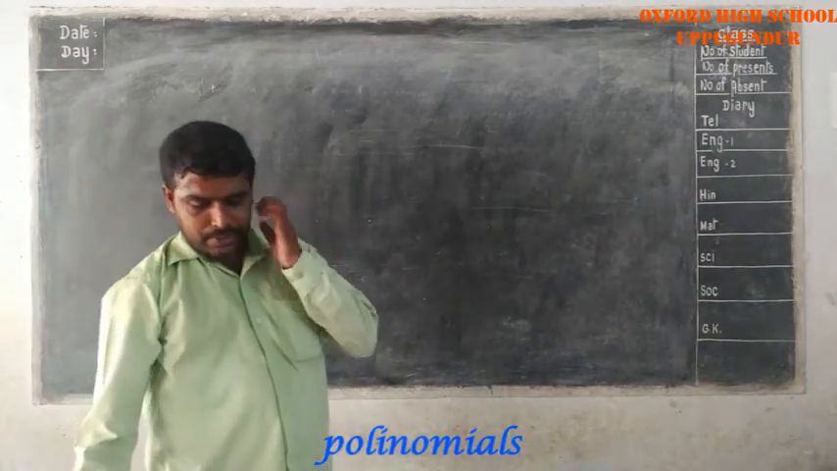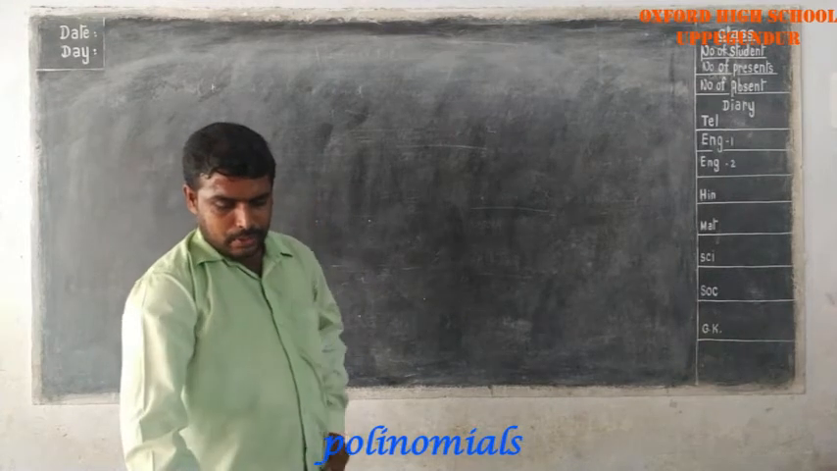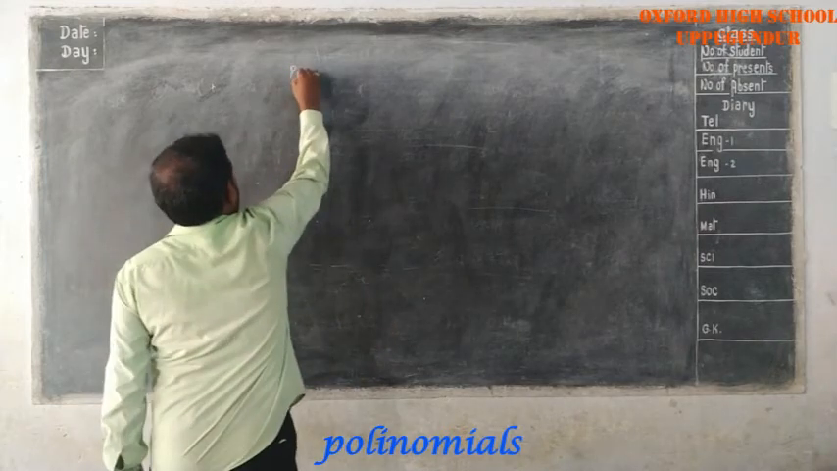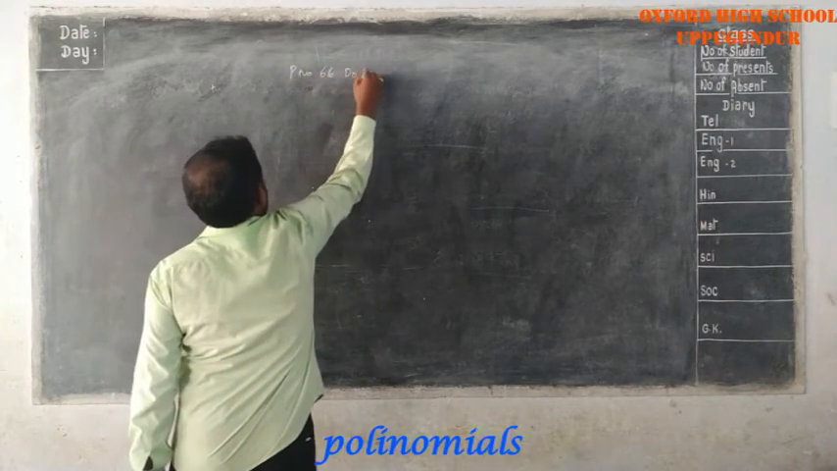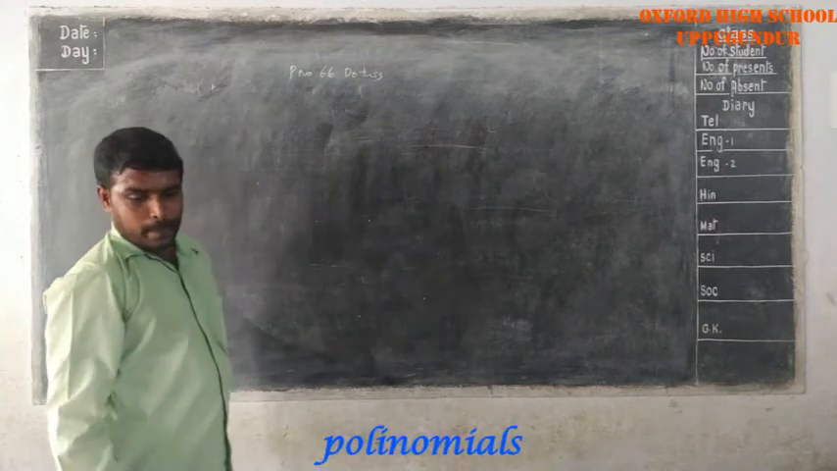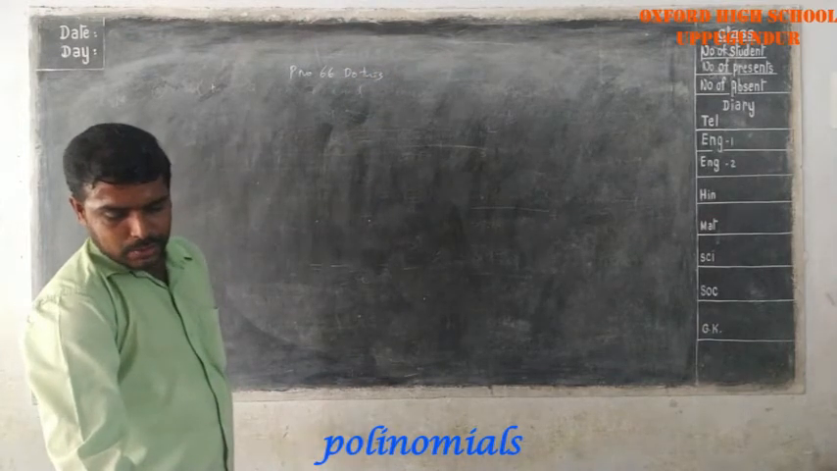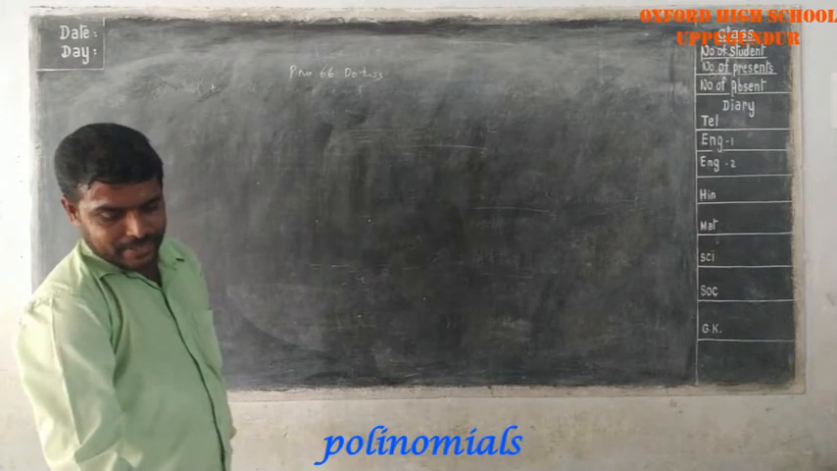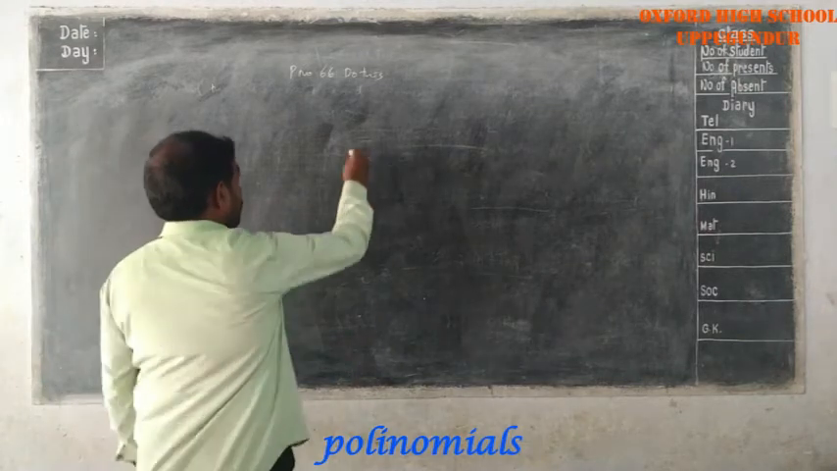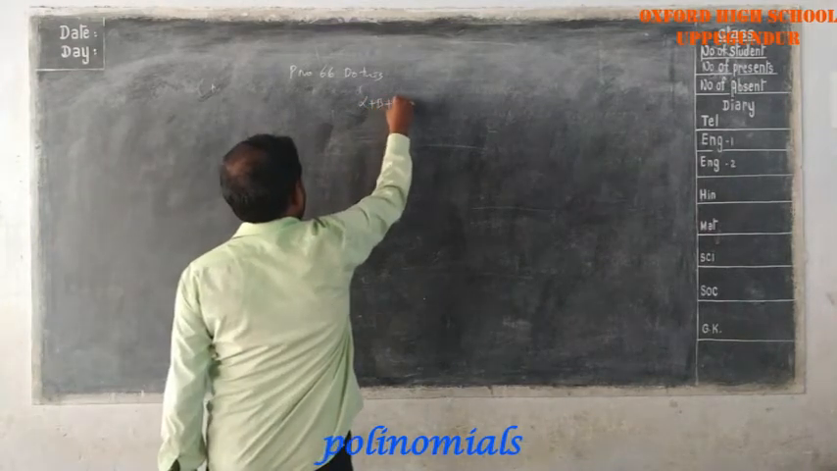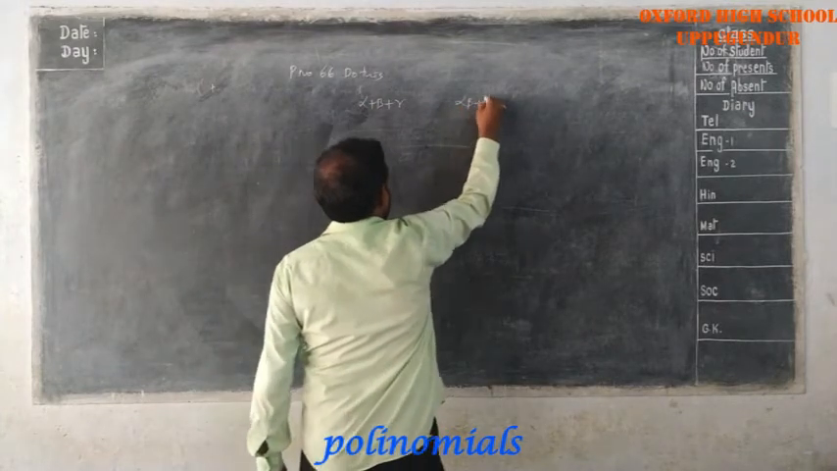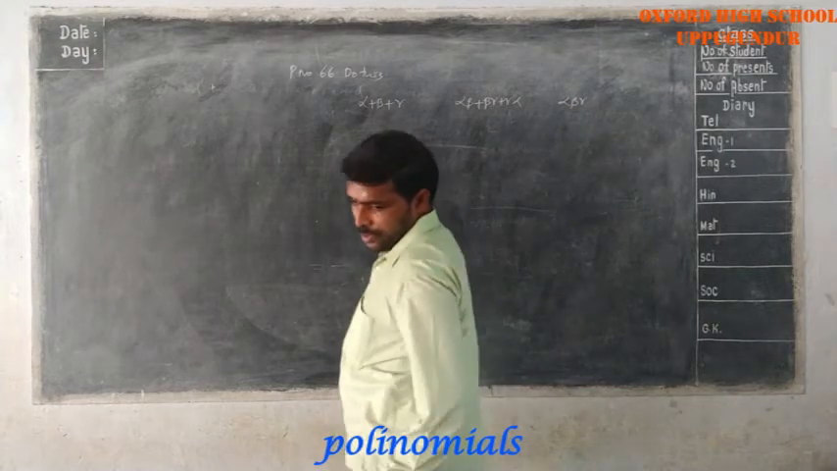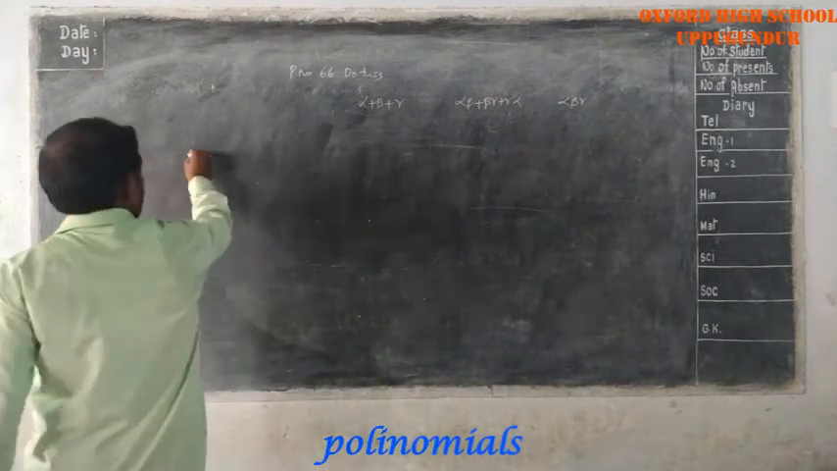When you observe page number 66, do this. In that they gave alpha, beta, gamma are zeros of the given cubic polynomial. Find the values as given in the table. So you have to find alpha plus beta plus gamma, alpha beta plus beta gamma plus gamma alpha, and alpha beta gamma. They give 4 cubic polynomials.